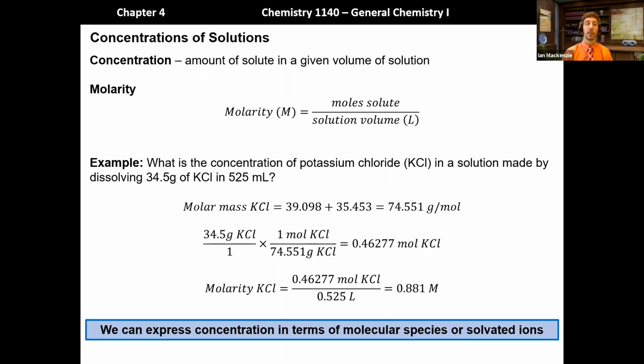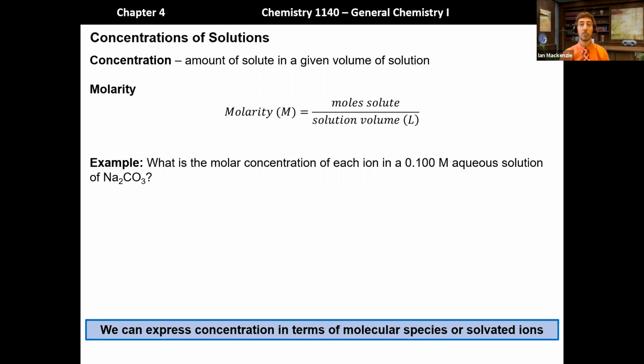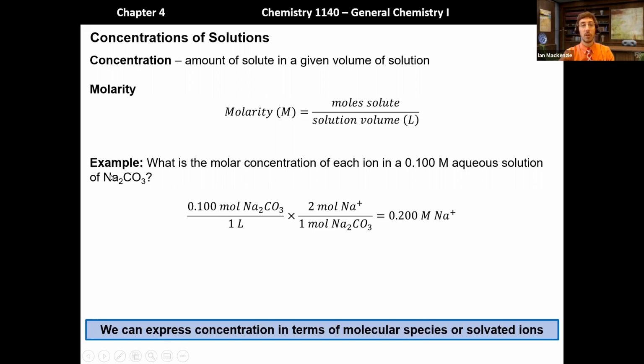So we can express the concentration in terms of the molecular species, as we've done here, or we can express it specifically in terms of the solvated ions. So we can talk about something being a certain concentration in ions, not just the molecular formula. So let's go through an example here. What is the molar concentration of each ion in a 0.100 molar aqueous solution of sodium carbonate? Well, if I look at the equation, sodium carbonate will break up into 2 sodium ions and 1 carbonate ion.